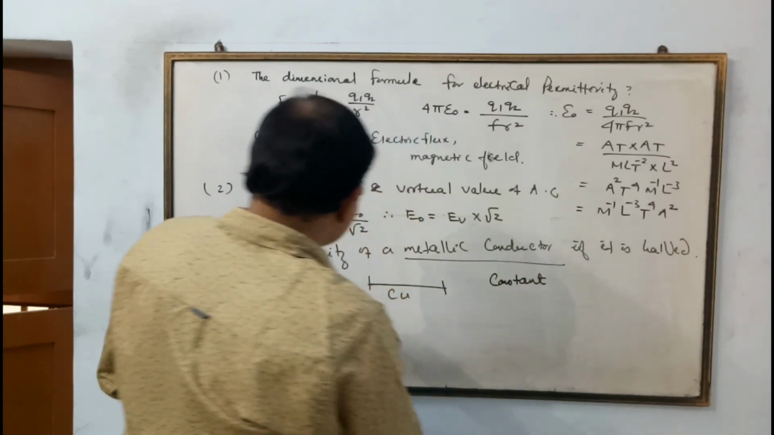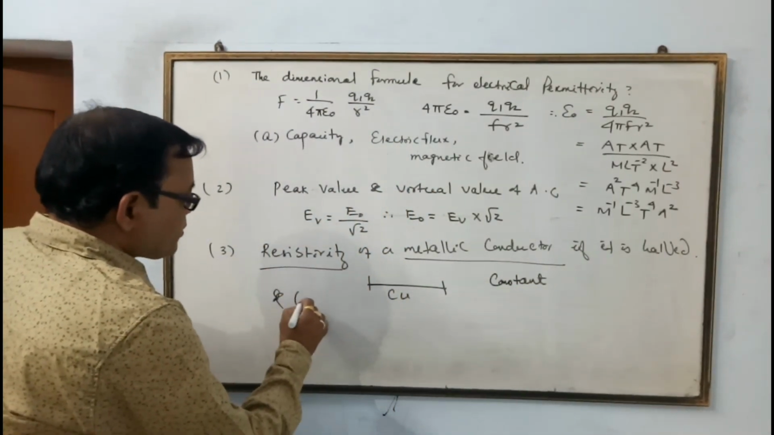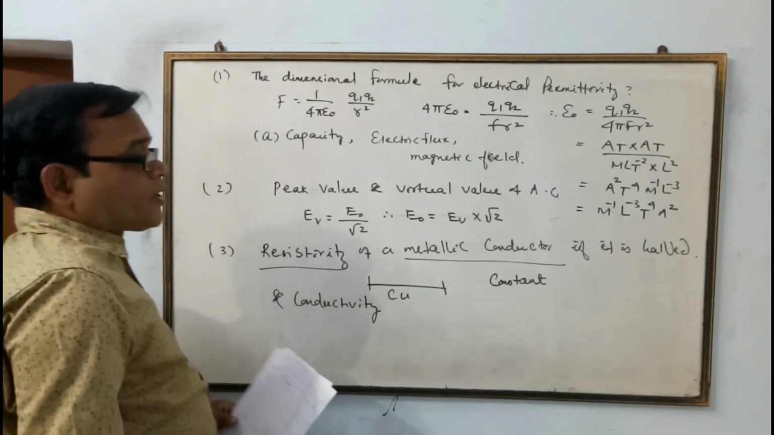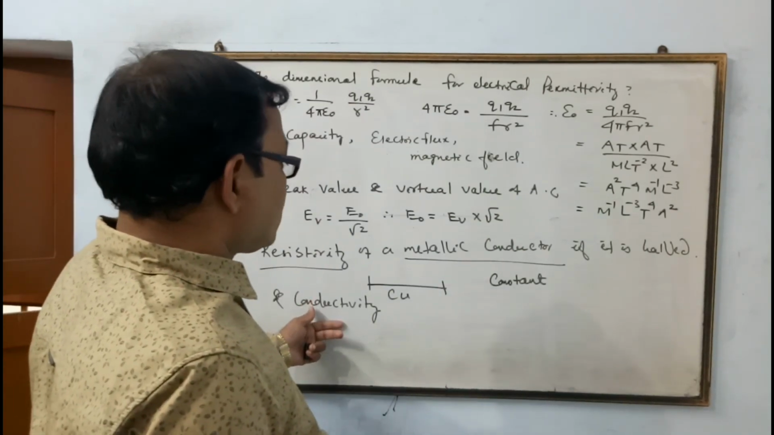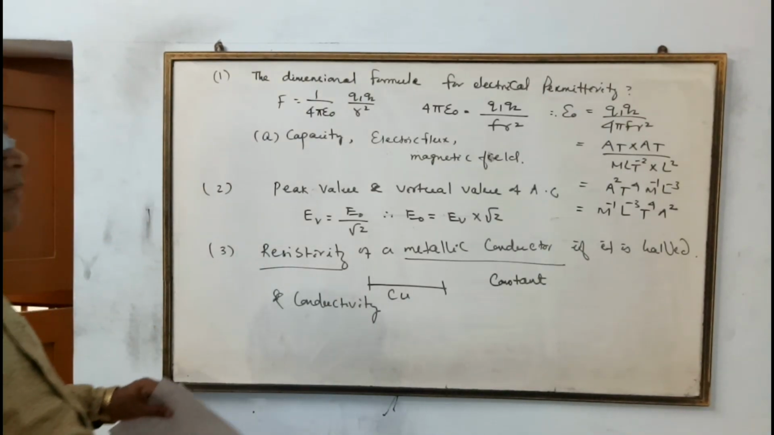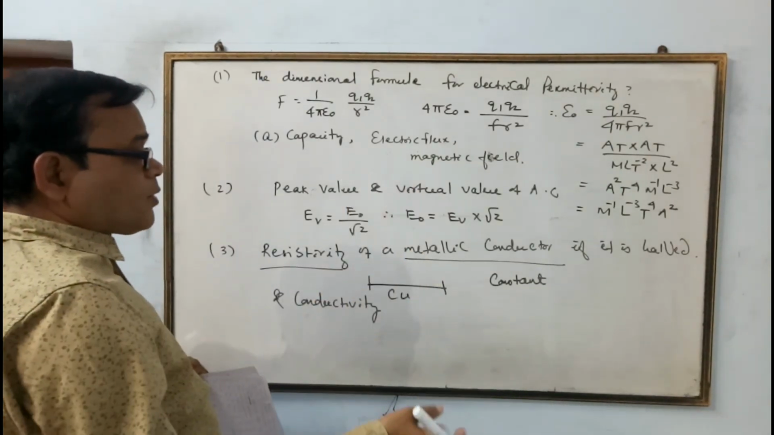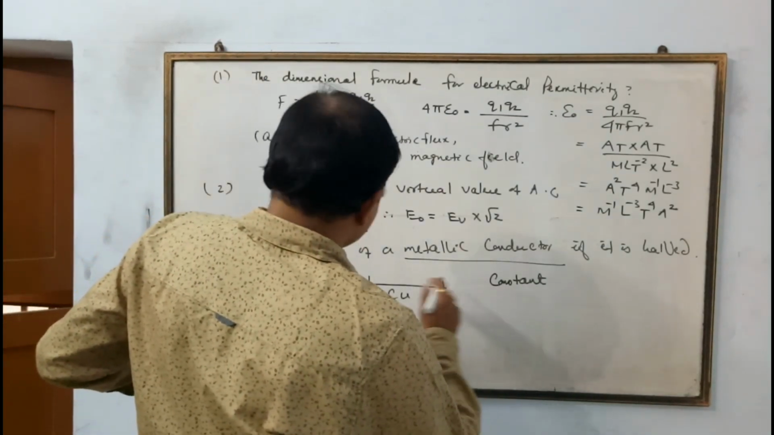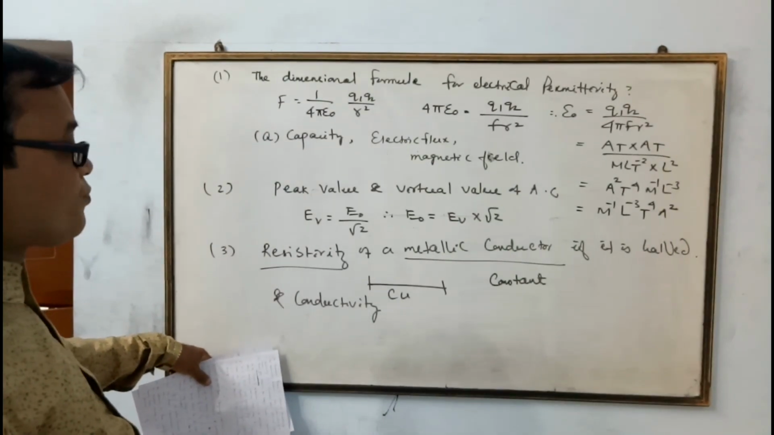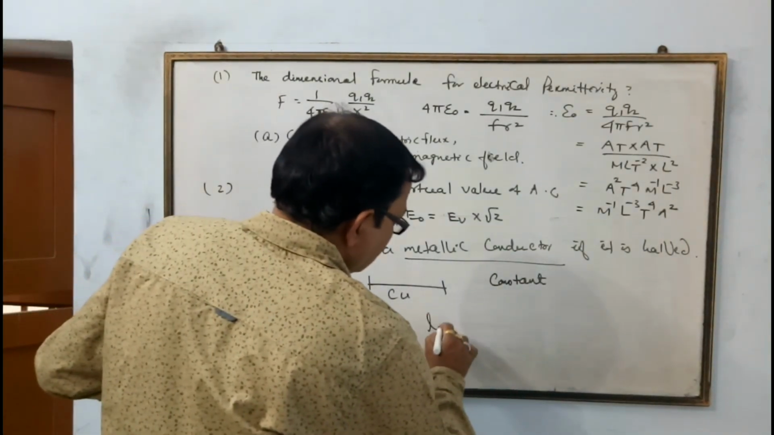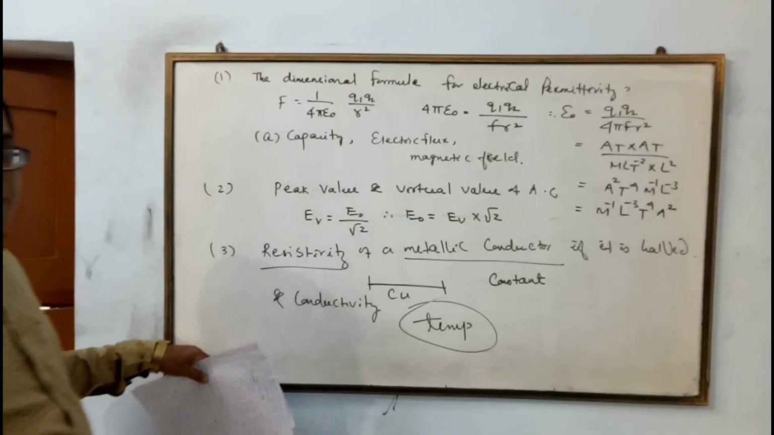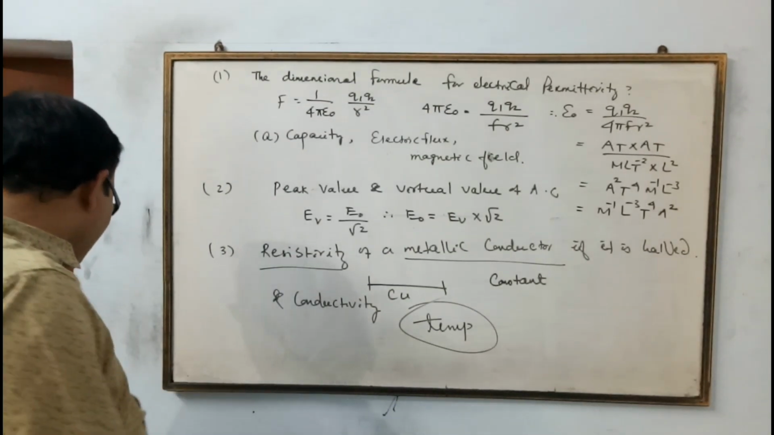because the resistivity as well as conductivity of a metallic conductor will remain constant, and it is independent of the dimensions. It may be half, it may be 4 times, whatever it may be, the resistivity of the metallic conductor will remain constant. The only factor is temperature. If the temperature increases, then the resistivity of the metallic conductor will increase. Otherwise, the resistivity will not be affected.